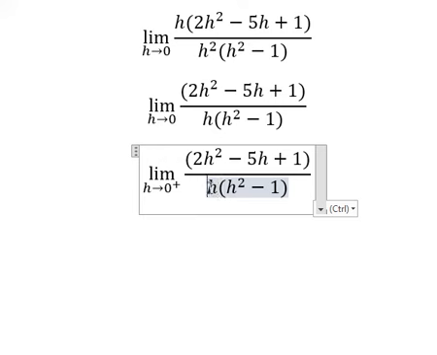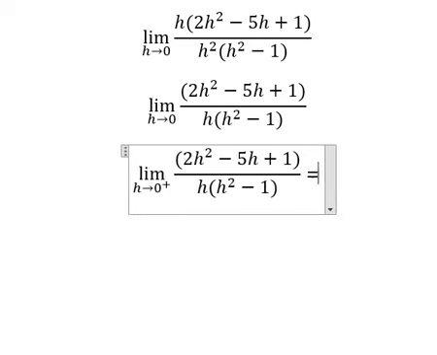But on the right of the 0, this is positive, but this one is negative. This one is positive. Positive divided by negative, you get negative. So this one you get negative infinity.